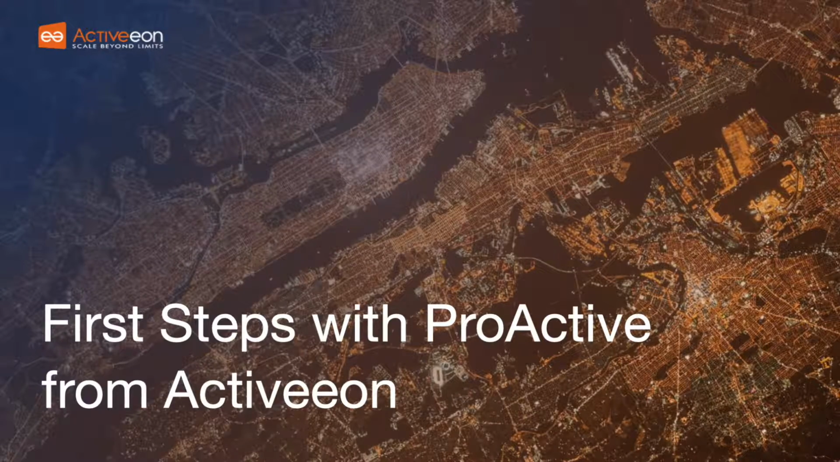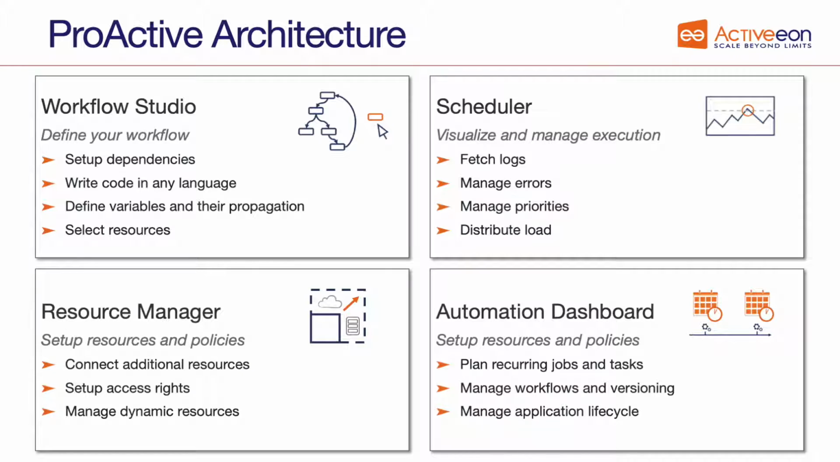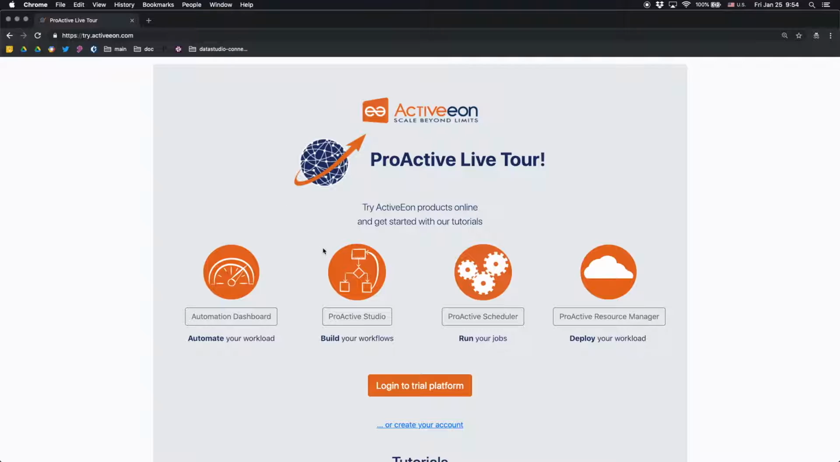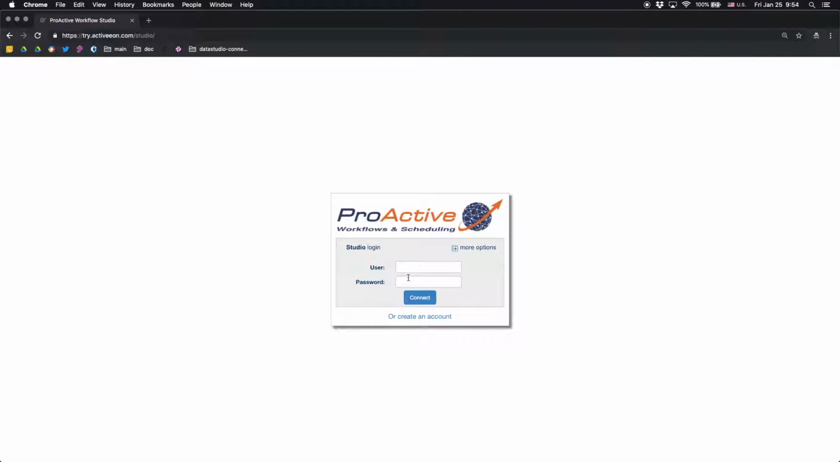Welcome to this video to help you get your first steps in ProActive. We will go through the different portals, the workflow studio where you can define your workflow, the scheduler portal where you can visualize and manage the execution of this workflow, and the resource manager to see all the resources connected to our solution. First, connect with the username we sent you by email and the password used during registration.